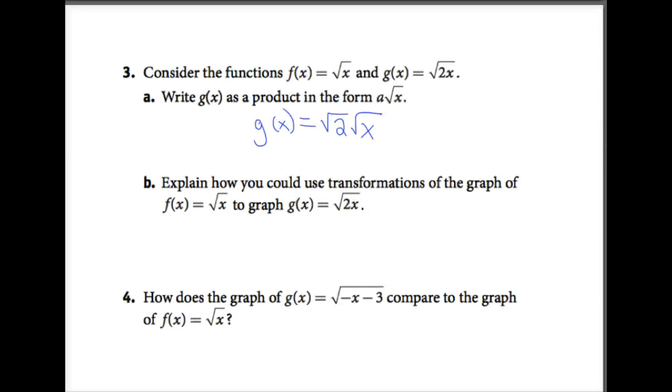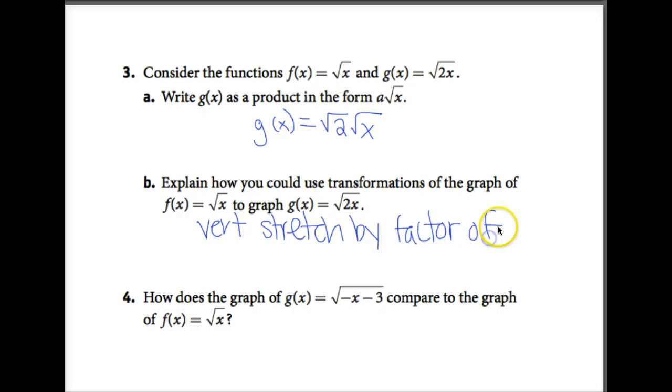Which then, if we look at B, explain how we could use transformations to graph. This is still a number in front, and that means because the square root of 2 is bigger than 1, that that's also going to be a vertical stretch. This time by a factor of radical 2.